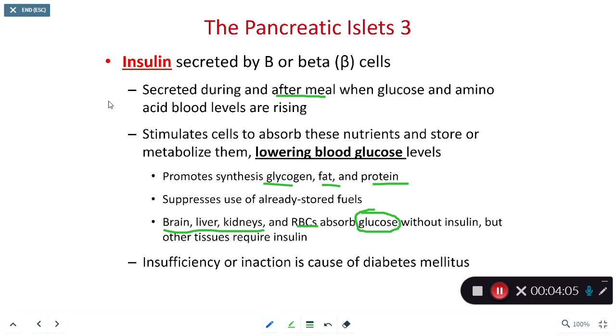Now, if we don't have enough insulin in our body, if we have some kind of an insufficiency or inaction of insulin, we'll have a condition known as diabetes mellitus set in. This is a form of diabetes when there's going to be excessively high blood sugar, blood glucose concentrations, and a key characteristic of it is going to be the sweet tasting urine, or sugary urine, that's being produced by the patients that have this condition.